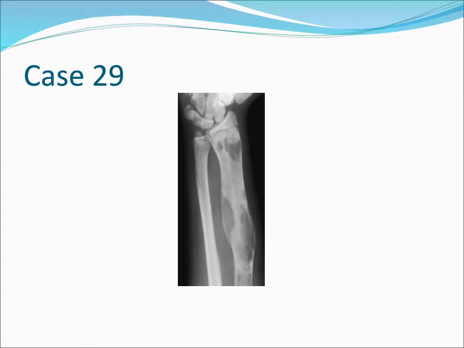Case number 29, a predominantly lytic lesion with some sclerosis and expansion is seen in the distal half of the radius in a child. A long lesion in a long bone typifies fibrous dysplasia. Although parts of this lesion indeed have a ground glass appearance, most of it does not. Expansion and bone deformity like this is commonly seen in fibrous dysplasia.